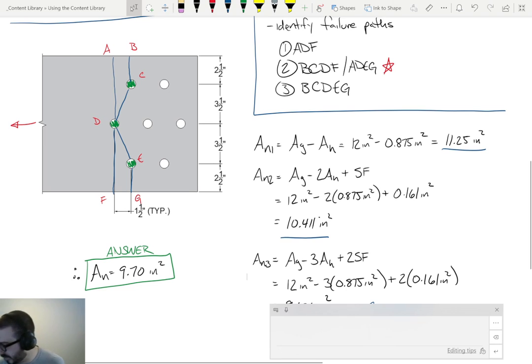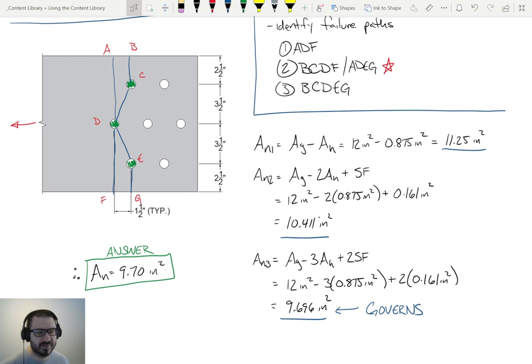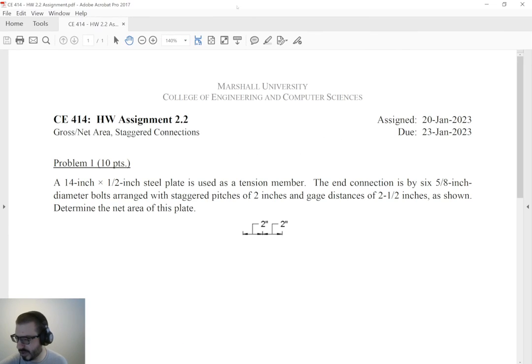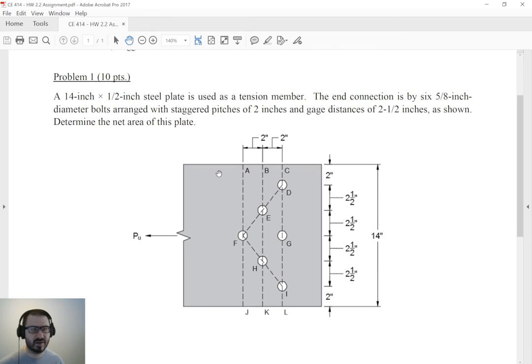One thing I want to do is very briefly review the homework assignment. This is the homework assignment that you're going to have for this unit. It's going to be due on Monday when this video goes live. This is a somewhat similar plate, but I want you to determine the net area on this plate. One of the things I'm going to tell you first off is there are many more potential failure paths. I'll give you a couple as an example.